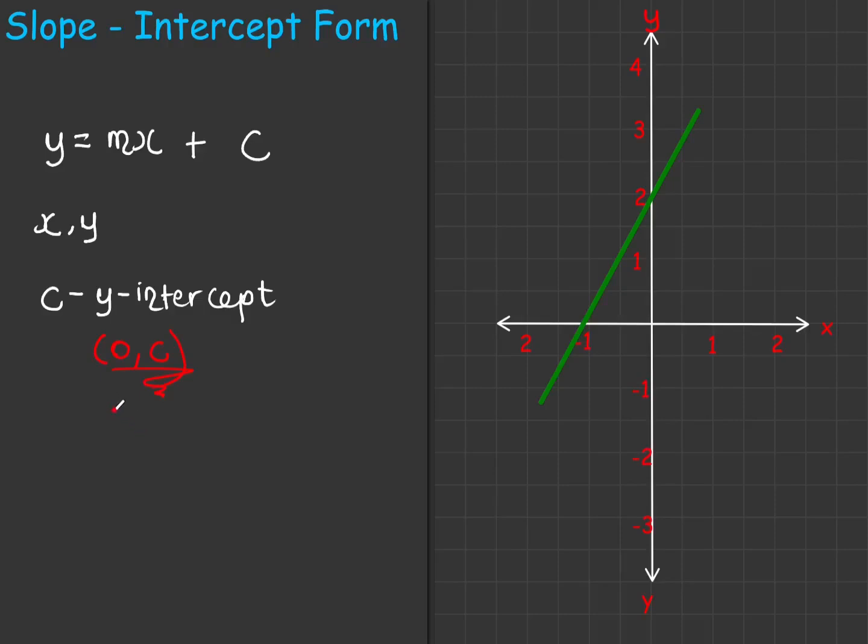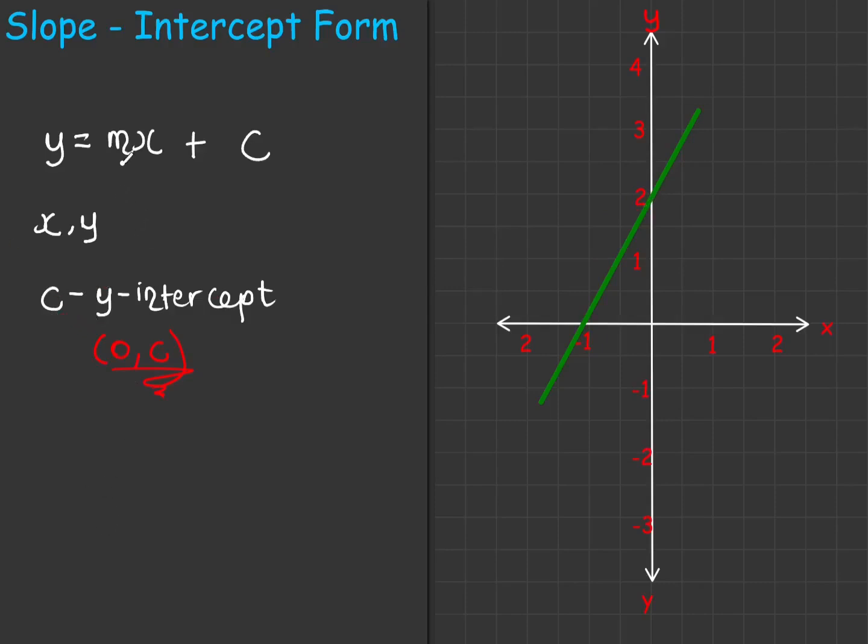I do hope that is clear, because the x coordinate is 0, whilst the point on which the line touches the y-axis becomes our c. I hope that is clear.